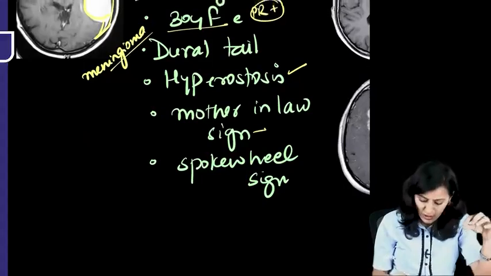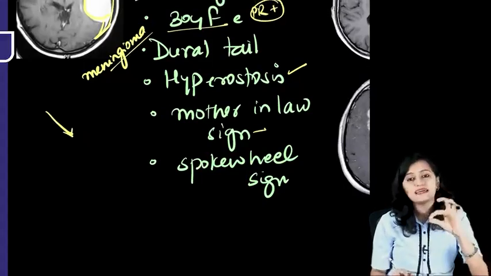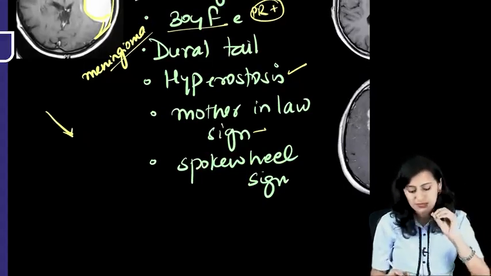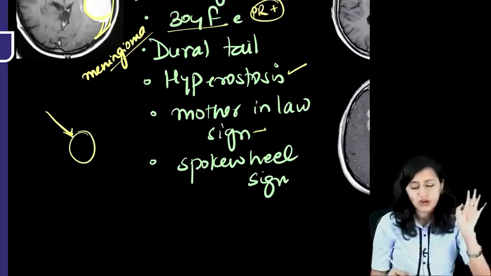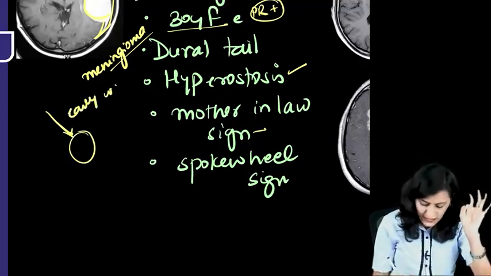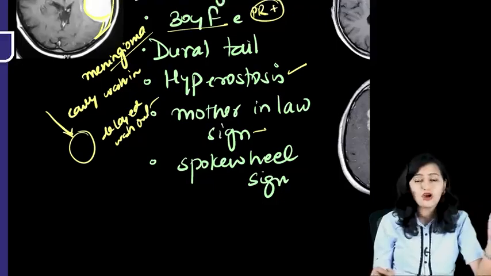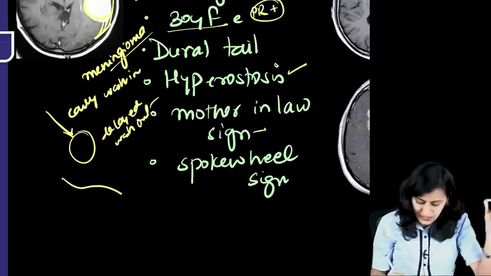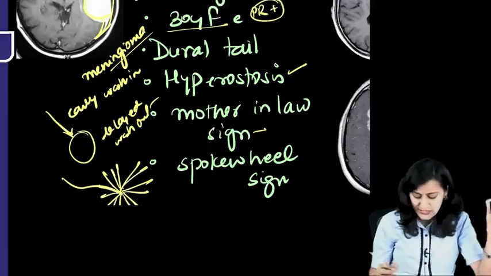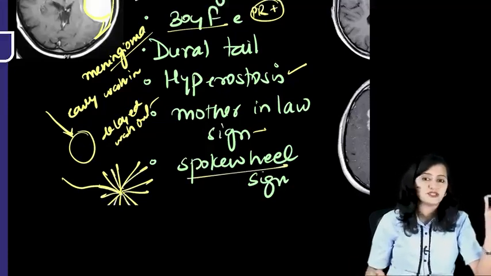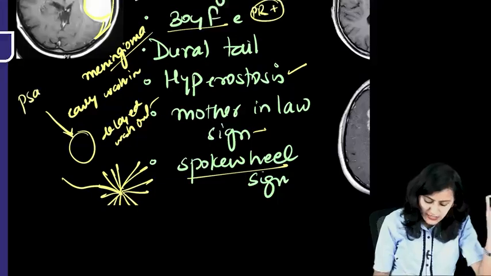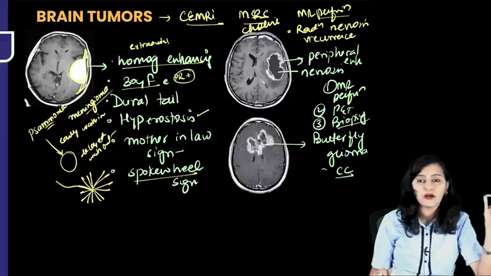Mother-in-law sign, the mother-in-law is a contrast pattern enhancement. Comes in early like mother-in-law, but stays there for long. So basically, there is early wash-in with delayed wash-out. And then on angiography, there's a spoke wheel sign, the main vessel coming in the center, and from there, it is showing this spoke wheel sign on angiography. Histopathologically, it shows psammoma bodies. Remember, meningioma shows psammoma bodies.